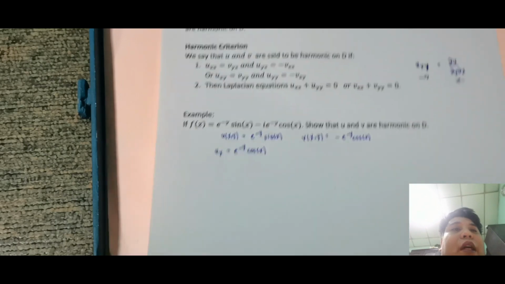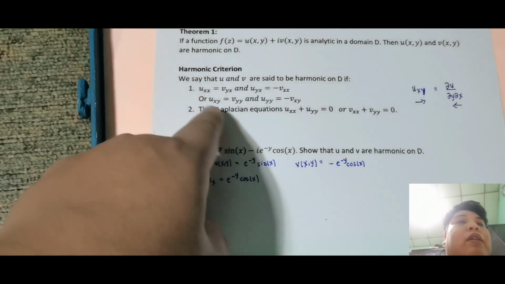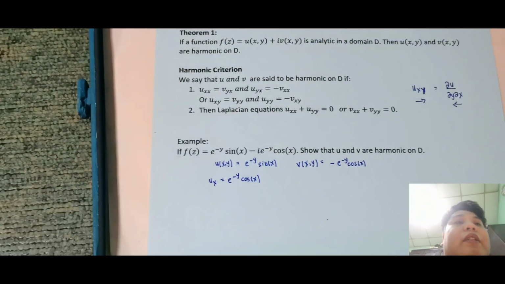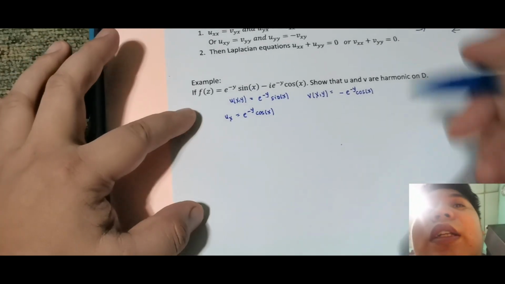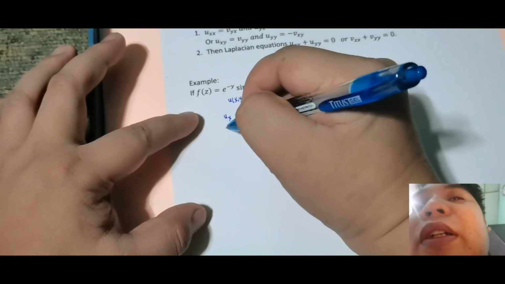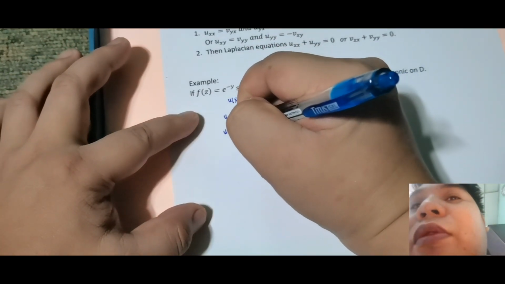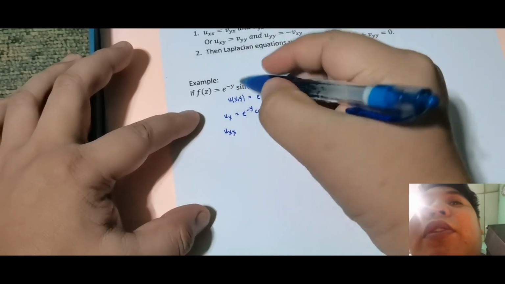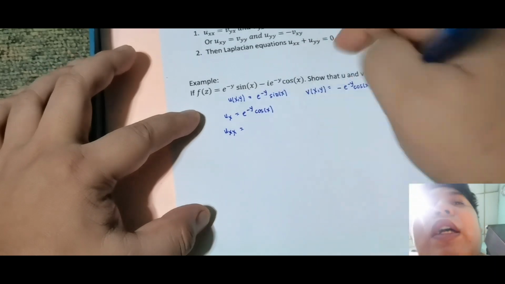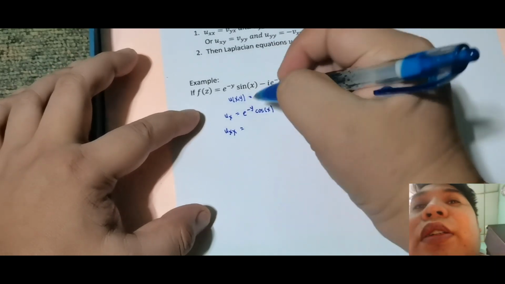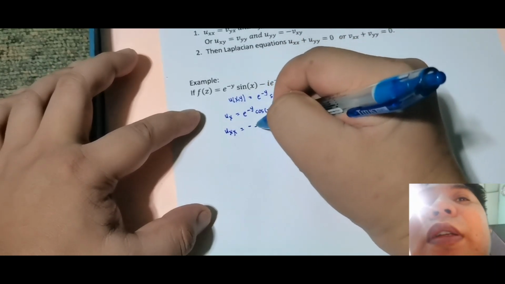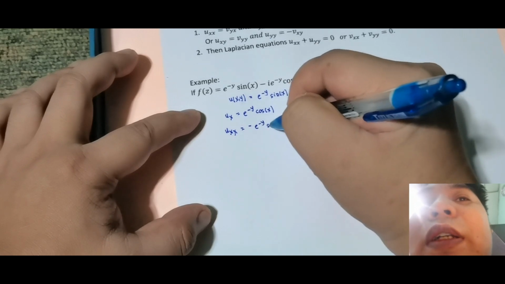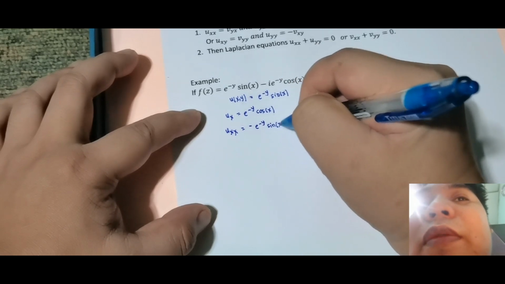Okay, kailangan natin ng partial of u with respect to x, meaning ang second derivative natin or second partial derivative, partial of u with respect to x and with respect to x. Ito yung reference na natin. Therefore, ang derivative ng cosine is negative, so ito ay negative e raised to negative y sine of x.